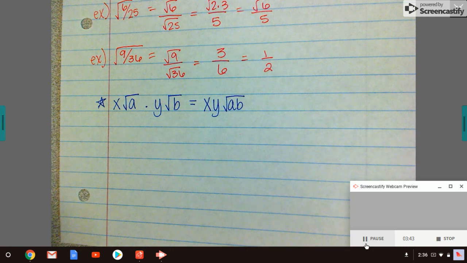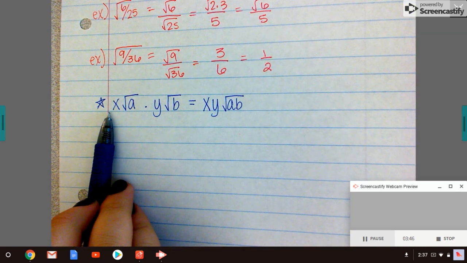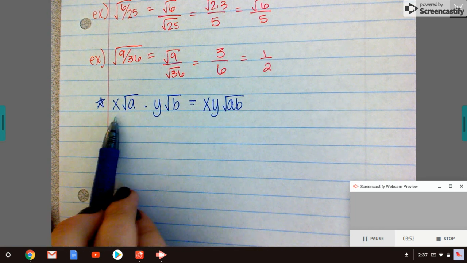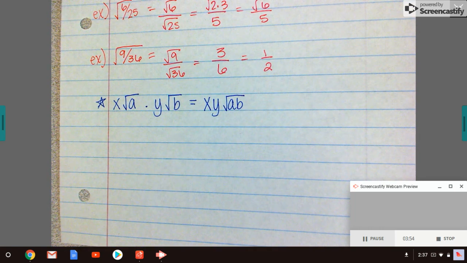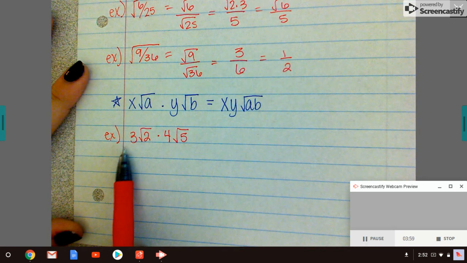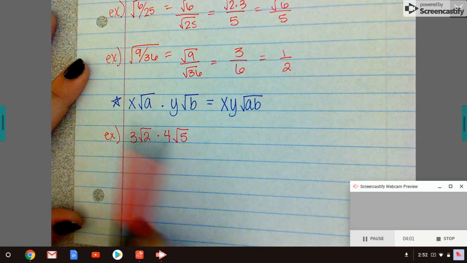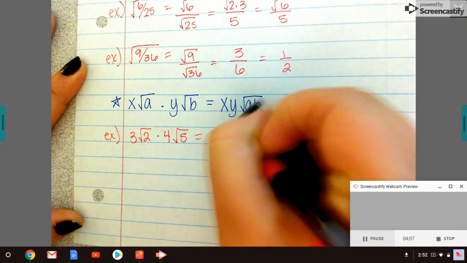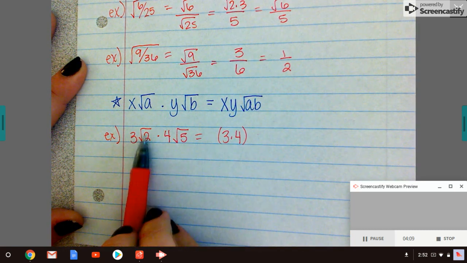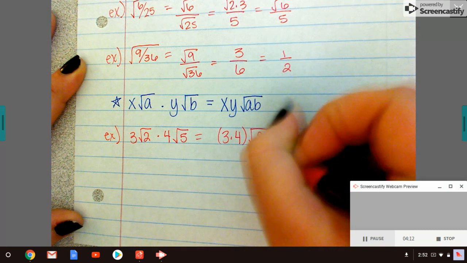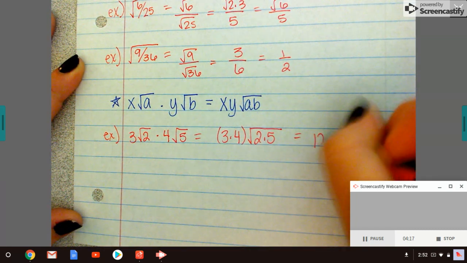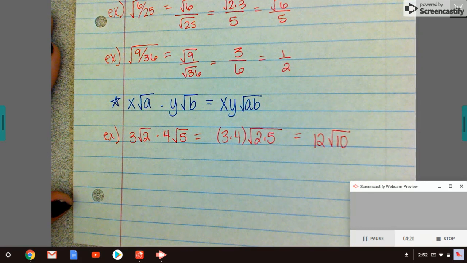My last law is if I have a coefficient out in front of my radicals, then I can factor this out into having xy radical ab. So let's do one like that. In this one, we've got 3 root 2 times 4 root 5. Based on this, we can take our coefficients that are out front, 3 and 4, and we can take our numbers under the radical and put them under the radical together. So if we reduce, we've got 12 root 10. And that is all we can do there.